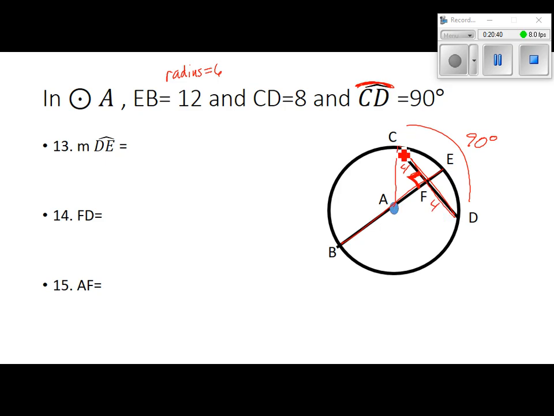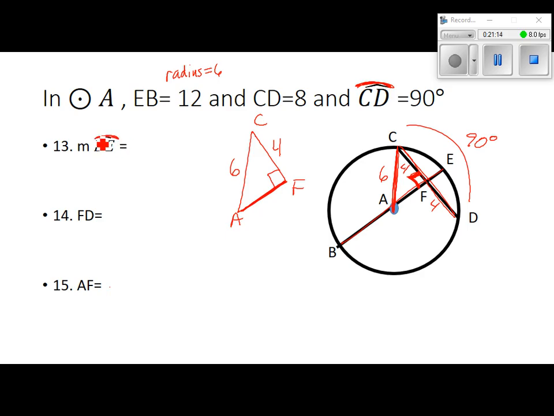If I draw in this radius, it's 6. So we have a right triangle there. Right angle there. This is A, this is F, this is C, this is 6, this part's 4. We can find AF by using Pythagorean theorem. And AF is the very last thing they ask us to find.